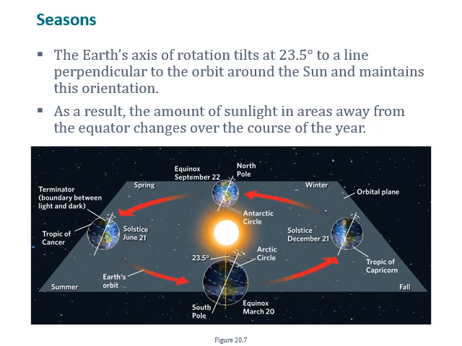As a result, the amount of sunlight in areas away from the equator changes over the course of the year. This is shown in the figure below and will be shown in further detail in the next slide. However, it's important to point out in this slide a few different terminologies. First, as we move from winter to spring, we undergo an equinox. And as we go from summer to fall, we also undergo an equinox.